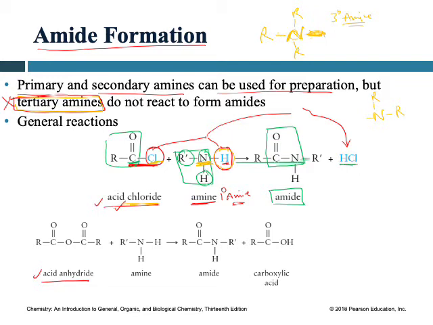Nitrogen, you have R groups, and then you have one hydrogen. So in a secondary amine, you still have one hydrogen left that can react with the chlorine of the acid chloride and remove an HCl. So that's why primary as well as secondary amines can react with acid chloride to form an amide, but not the tertiary one. So make sure you know this difference.